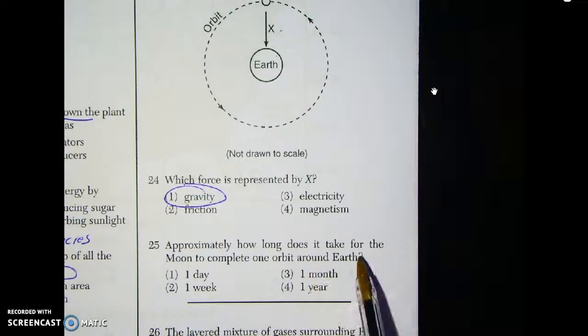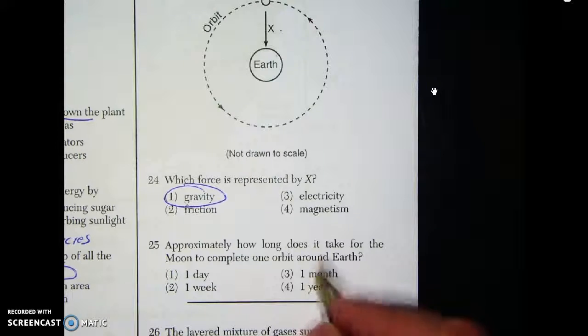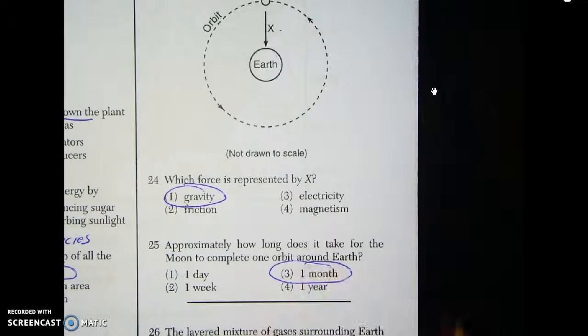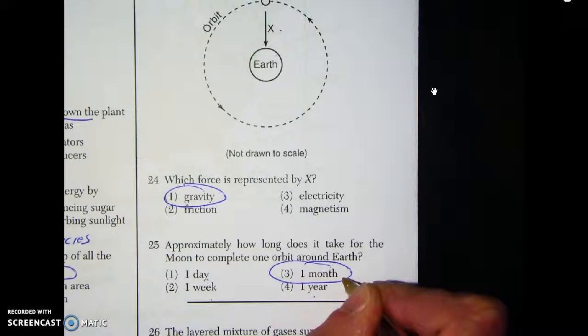And the phases of the moon, even if you weren't sure about this, take about 1 month. You can think about the full moon. We don't have a full moon every day. We don't have a full moon every week. And we certainly don't have a full moon only once a year. We have a full moon much more often than one time a year. So the best answer there would be once a month.